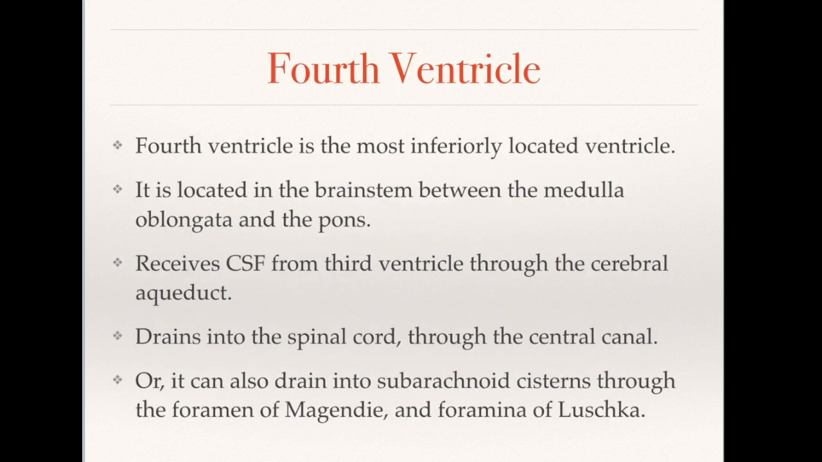Now let's talk about the fourth ventricle. The fourth ventricle is the most inferiorly located ventricle. It is located in the brainstem at the junction between the medulla oblongata and the pons. It receives CSF from the third ventricle through the cerebral aqueduct, and it drains into the spinal cord through the central canal. It can also drain into the subarachnoid cisterns through the foramen of Magendie and the foramina of Luschka.